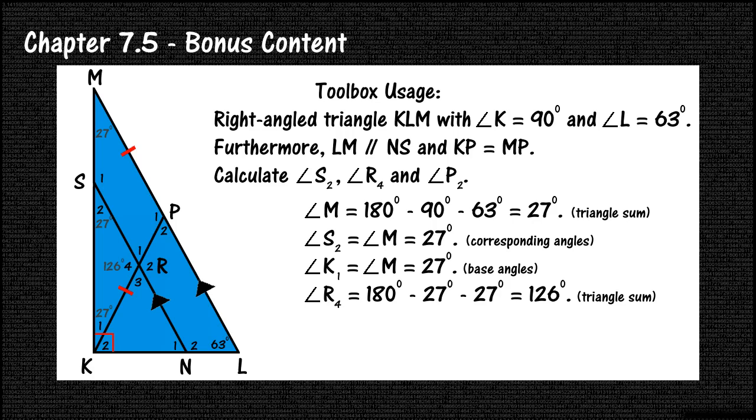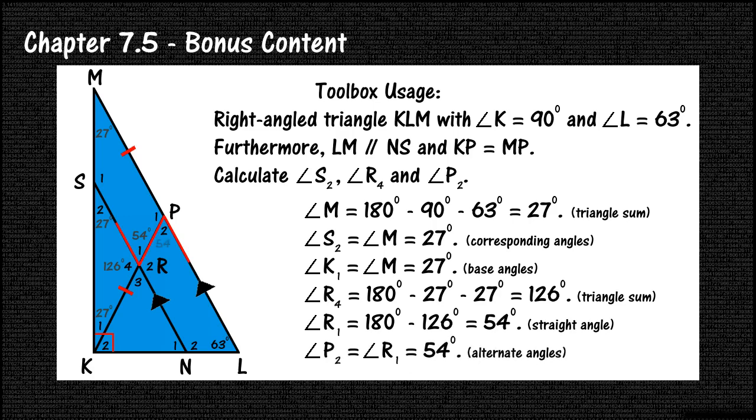Angle P2 can be calculated in several ways. I started by figuring out angle R1 with the straight angle rule, and then using the alternate angle pair with P2, meaning angle P2 is equal to 54 degrees. And here are a few of the remaining angles.